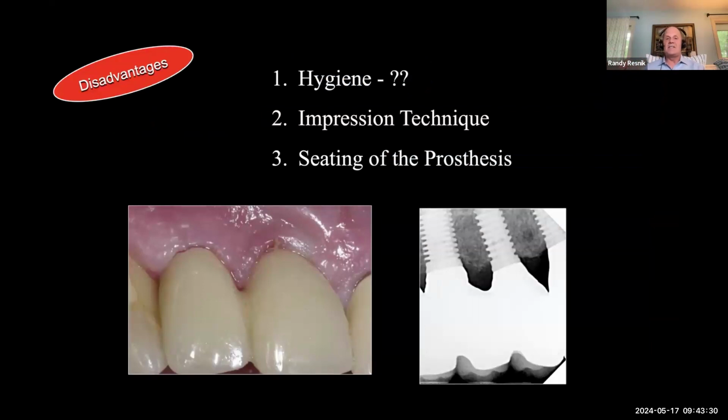The big one is hygiene. Everyone says, well, you can't clean if they're connected. People talk about the impression technique. If the implants are placed in the ideal position, that shouldn't be a problem, but if they're not ideal, it can be a problem. And seating of the prosthesis: sometimes it can be more difficult to seat if they are splinted.